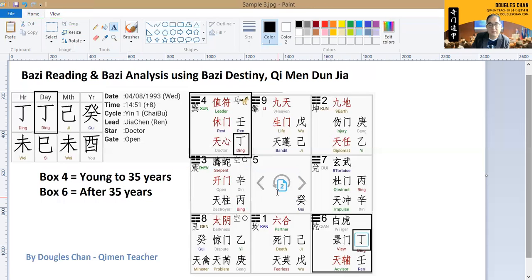So how do we analyze this chart itself? Every different symbol tells us a specific character, a range of character, and it can be very pinpoint to an aspect. Let me give you an example. This is box number 4. We have this particular box, which we call the leader. Let's zoom in.